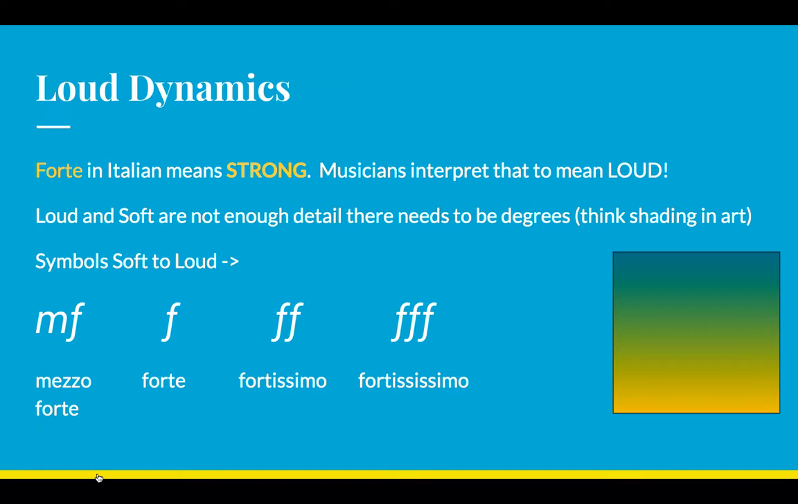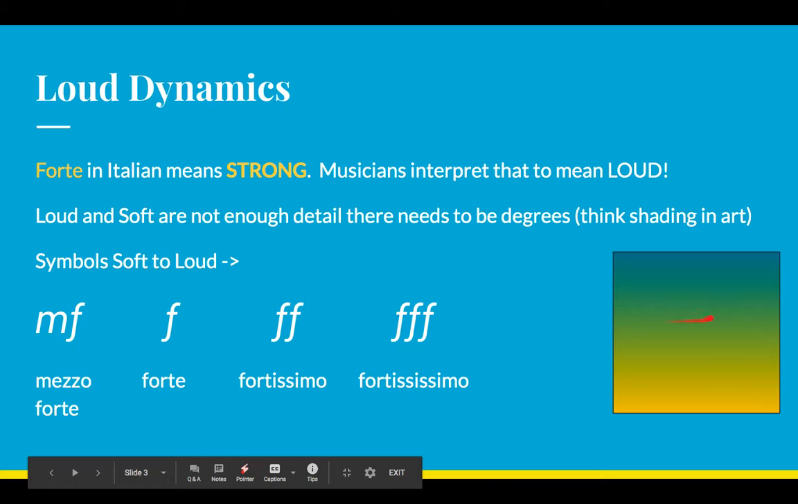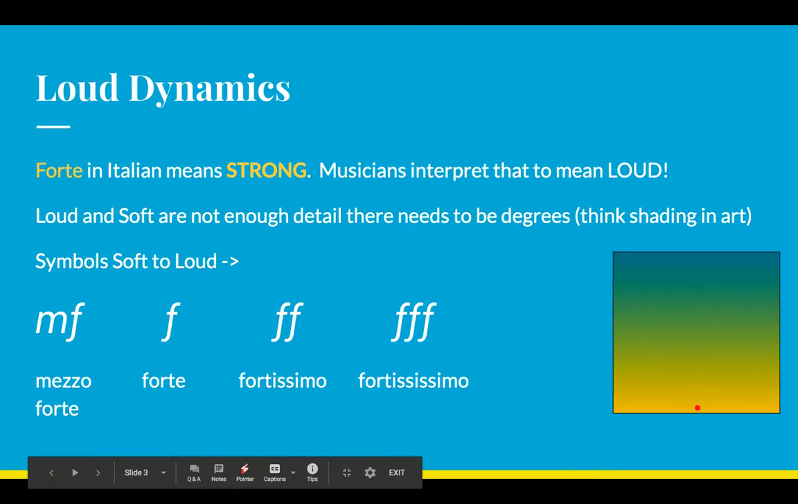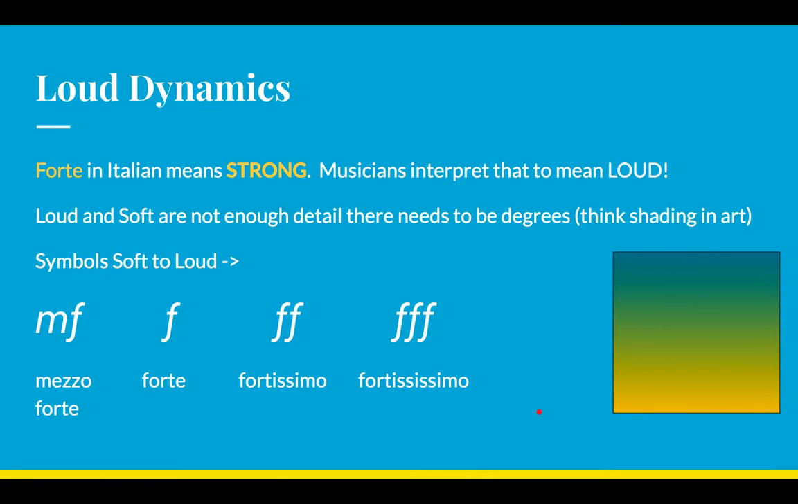Loud and soft, like we said, is where we started, and it wasn't enough information. There was stuff in the middle. So we describe this in degrees. I want you to think about this picture over here. It starts blue, goes into green, then an orange color, and ends more yellow. That's called grading, or gradation, or shading in art. We have the same thing when it comes to our levels of volume, or dynamics, in music.